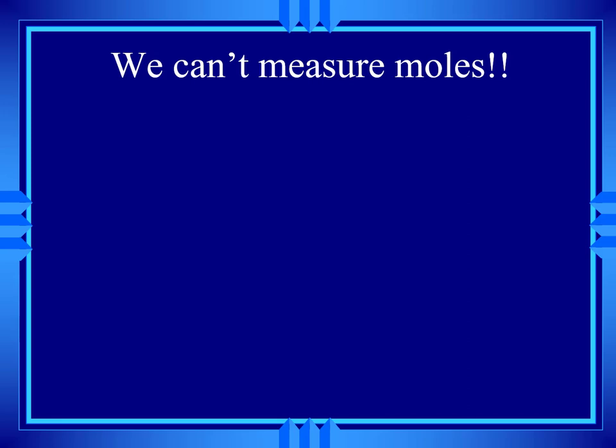Yesterday, we learned that we could read the balanced equation in moles, which means I can go from moles to moles. But the only problem is we have no device that measures moles. If I want to find mass, I can use the balance. If I want to find volume, I can use the graduated cylinder. If I want to find moles, there's nothing. So we can't measure moles, but we need to measure how much we're putting in and how much we're getting out. It's about quantities. So what can we do?